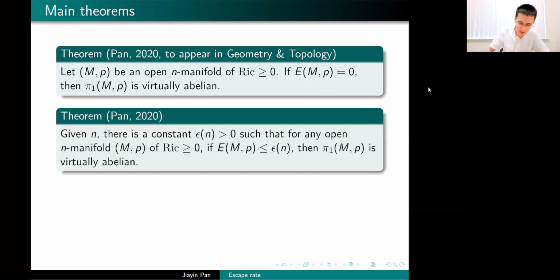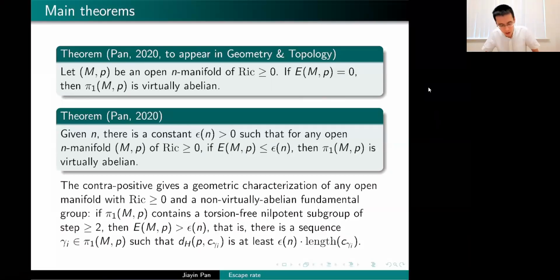The next theorem is a further generalization of the above one. It says that there is actually a universal gap. Given any dimension n, there is a positive constant epsilon_n such that for any open manifold of non-negative Ricci curvature, if the escape rate is smaller than that universal constant, then pi_1(M) is virtually abelian. This result will be on arXiv soon-ish.